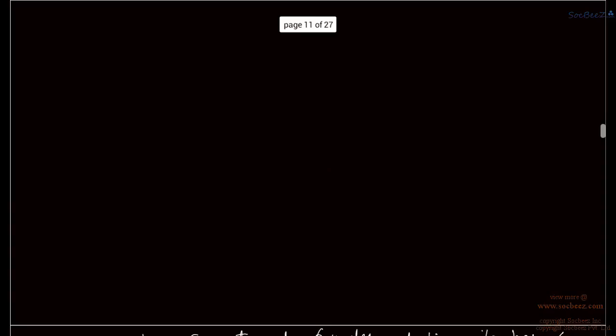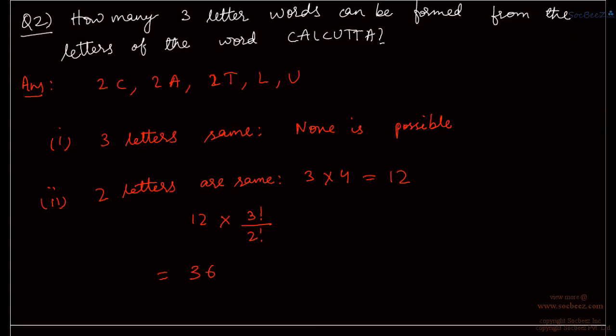Okay. Now the last type, where all are different. Now since all are different, first of all, we cannot choose both C's or both A's. So let us choose the first one. The first one can now be chosen. Let's say I choose C. Now once I've chosen one of the letters of C, of the remaining 4 I can choose only one, right?